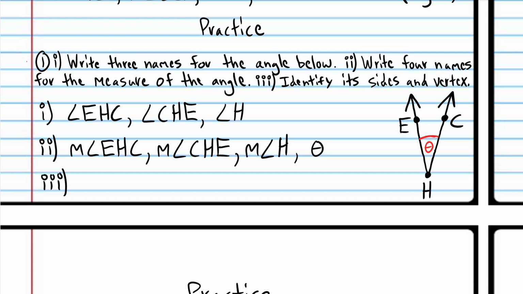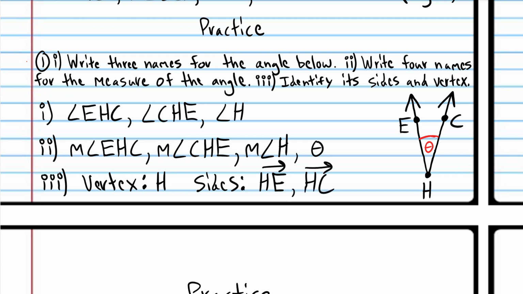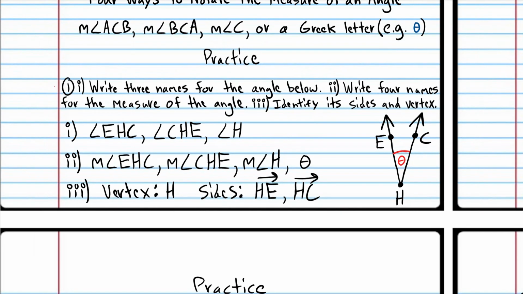So now we're going to identify its sides and vertex. So the vertex is easy. The vertex is just H. And the sides, well, let me label that. Vertex is H, and the sides are the rays, so I'm going to write HE with an arrow, and make sure the arrow is on top of the E. You don't want it to be going in the wrong direction. And then we have HC. Sorry about the writing there. So those are the sides. They are the rays.